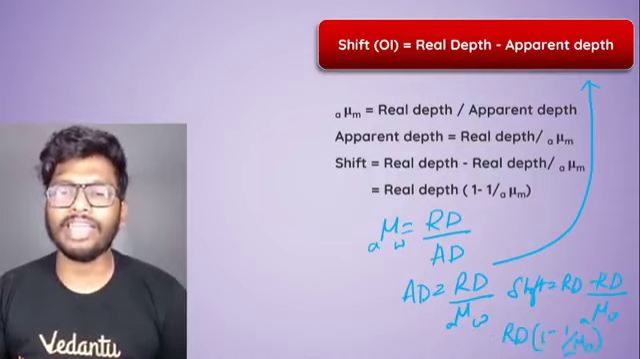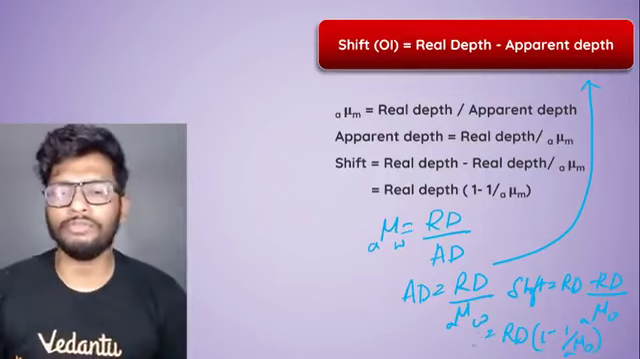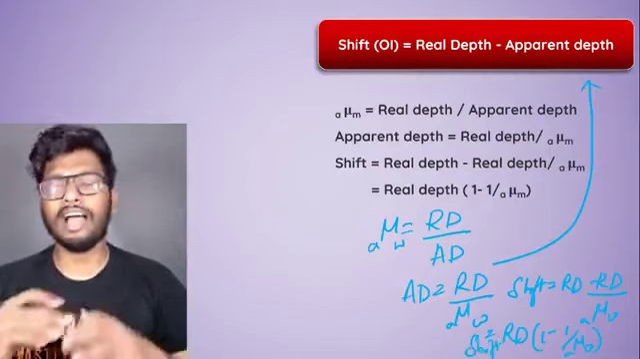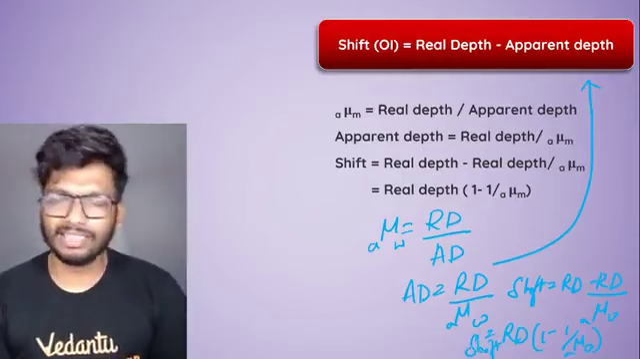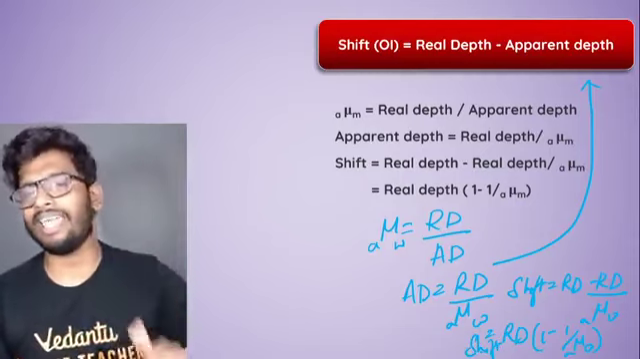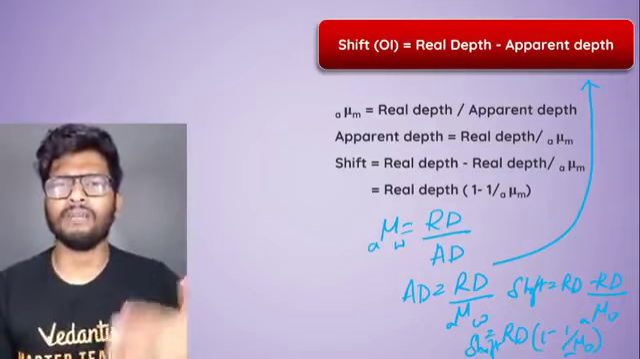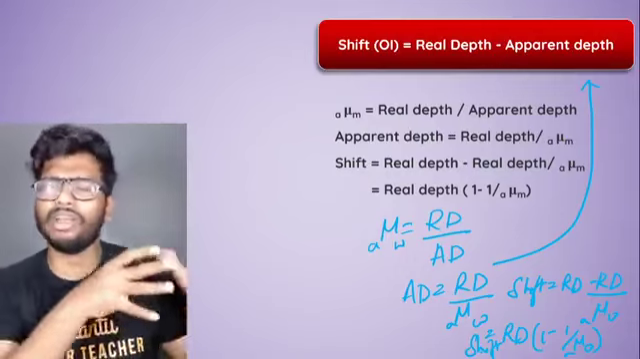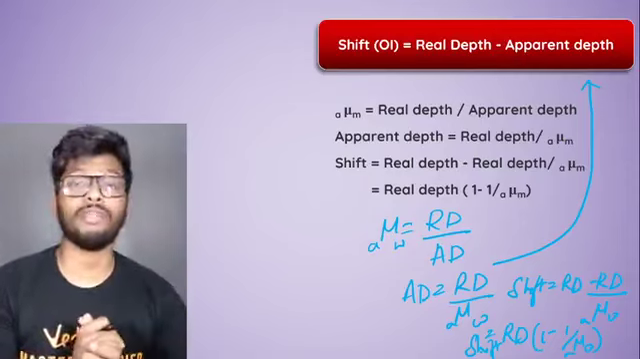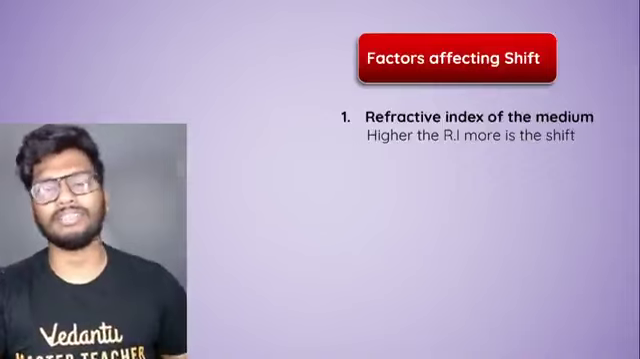So if I have the real depth itself, I'll be able to find out the shift without having both the values, the real depth and the apparent depth. If I have the real depth alone and the refractive index of the medium, I would still be able to find the shift. It's a very simple formula. Again, this is basically a bottoms up approach. You've already found that out, and you're substituting the values to find the alternative formulas for the same. Very simple, guys. With that said, now let me talk about the factors affecting shift.